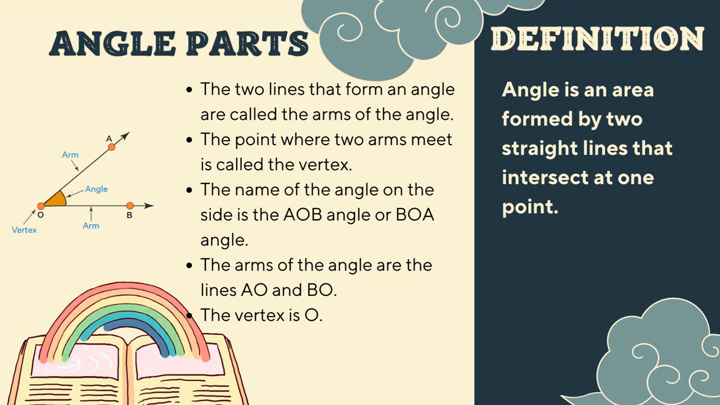Next is angle parts. One is the two lines that form an angle are called the arms of the angle. Two is the point where two arms meet is called the vertex. Three is the name of the angle on the side is the AOB angle or BOA angle. 4 is the arms of the angle are the lines AO and BO. 5 is the vertex is O.